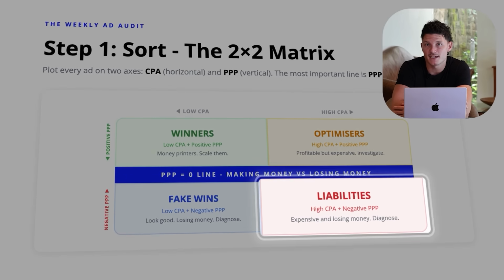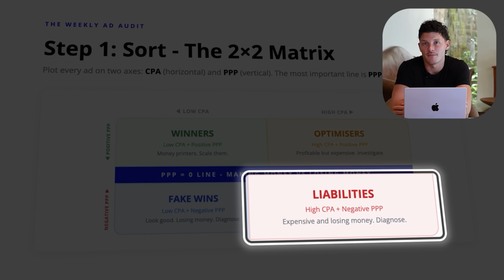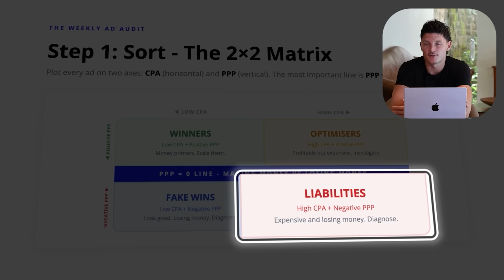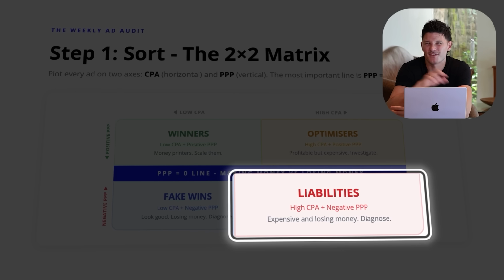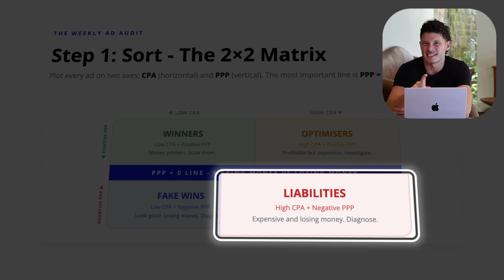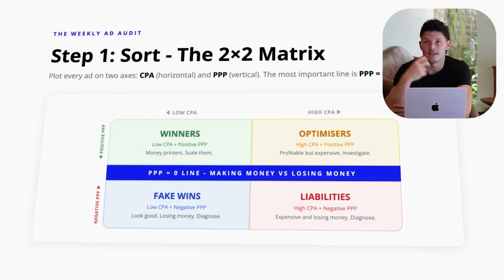They have high CPA, low profit per purchase. These are your liabilities. These are the worst of the bunch. They're expensive to acquire and they're losing money. But even then, don't kill the ads immediately because sometimes the concept is still worth saving. That's where we go to step number 2.